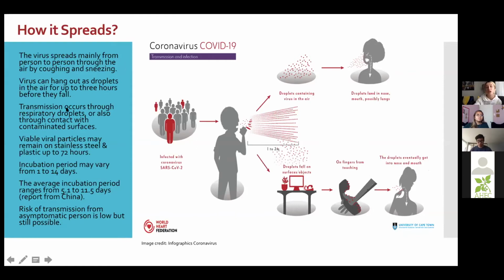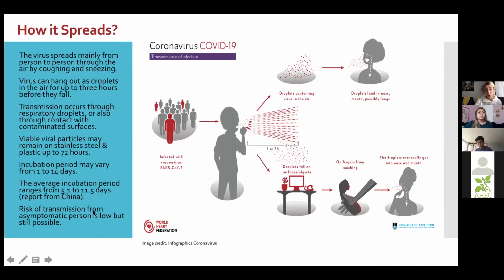Transmission occurs through respiratory droplets or through contact with contaminated surfaces, as I mentioned, and viable particles may remain on stainless steel and plastic for up to 72 hours. So that's why it's important to disinfect surfaces. The incubation period may vary from 1 to 14 days, and the average incubation period ranges from 5.1 to 11.5 days, and the report came from China.